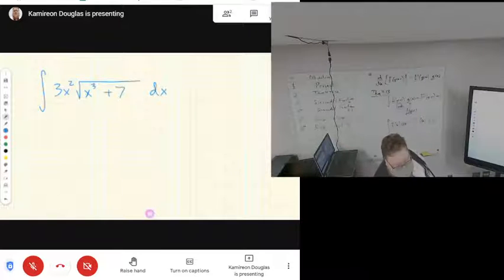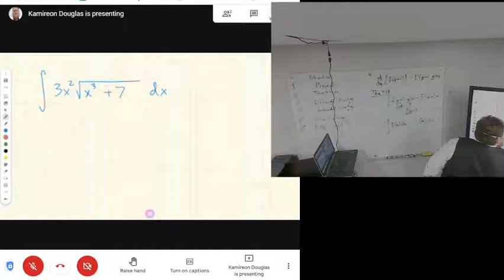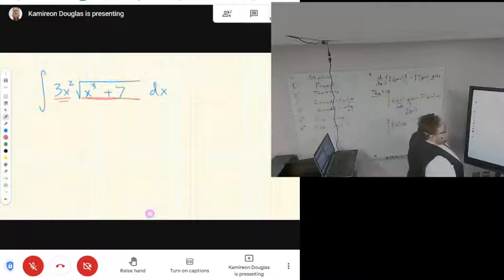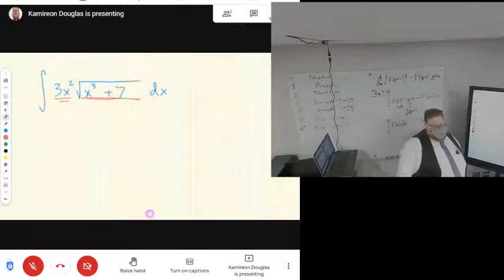So, first, how do we know this is a good rule to use? We have an interior function whose derivative is outside of the function. This is a clear indication we should probably approach it this way.